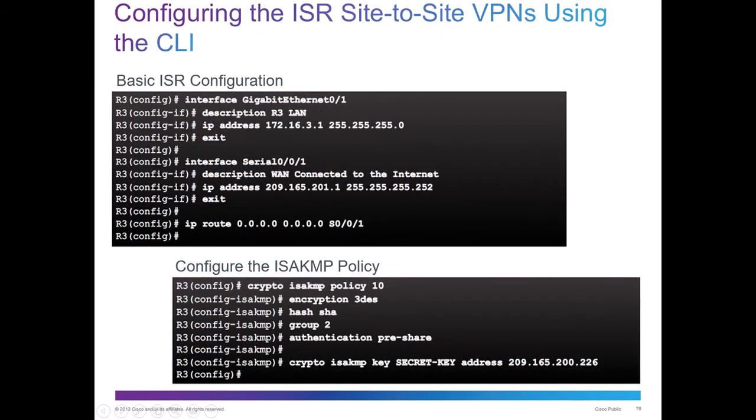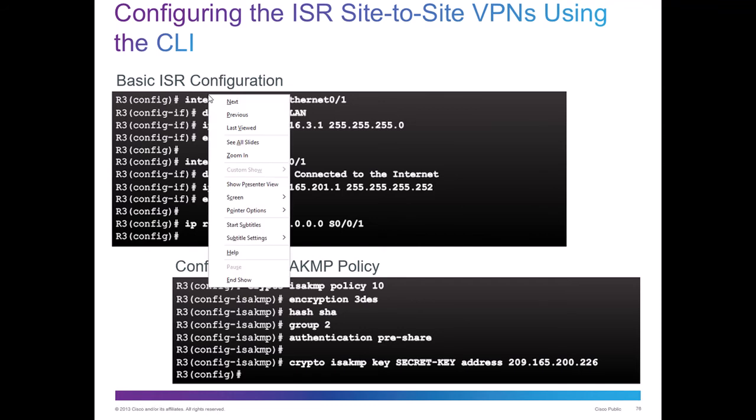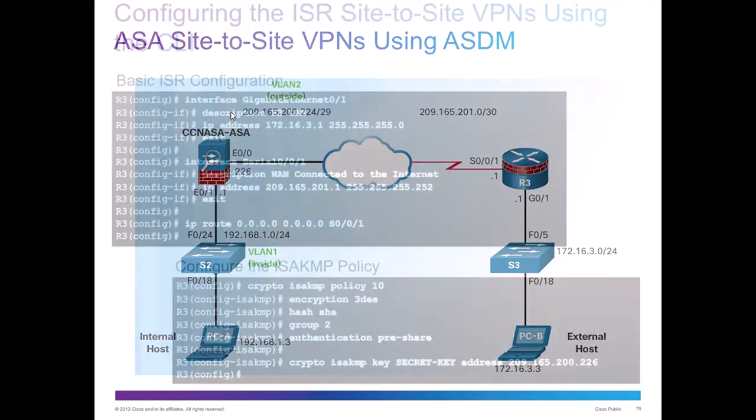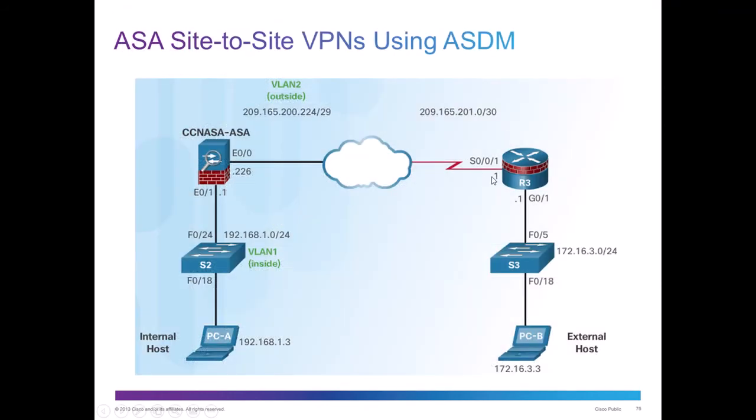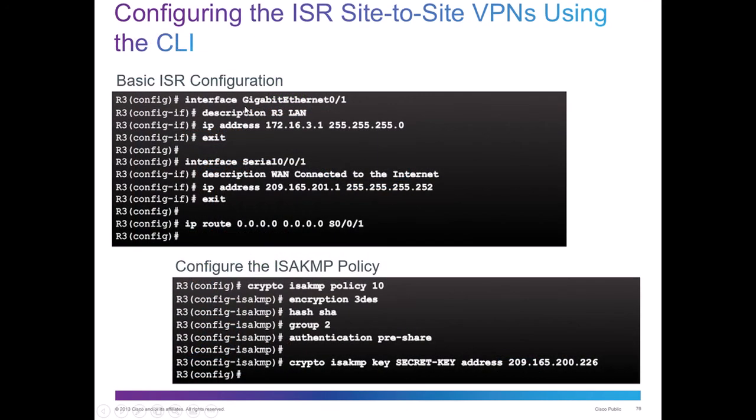All right, so now I want you to write this down. This is the basic ISR configuration. Here, we're configuring this router first, the remote router. We're not using the GUI version. So I want you to write the basic ISR configuration on that ISR router. You go to the gigabit Ethernet, give it the IP address, configure the serial IP address, and configure a default route exiting the 0/0/1.